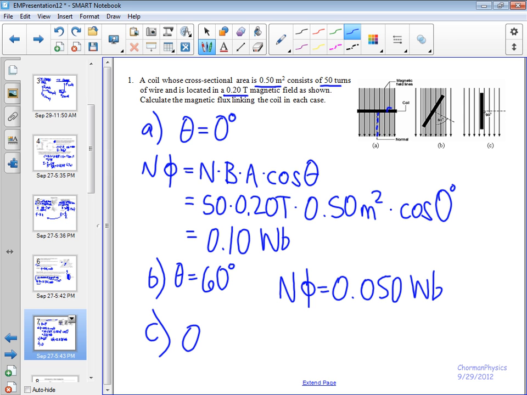Okay, C. Since the normal is perpendicular to the magnetic field lines, it is 0. And that makes sense here, because the magnetic field isn't passing through the area that we care about. It's passing between the wires, but again, that's normal to the region of influence that we're talking about. So N times phi, in this case, is equal to 0.